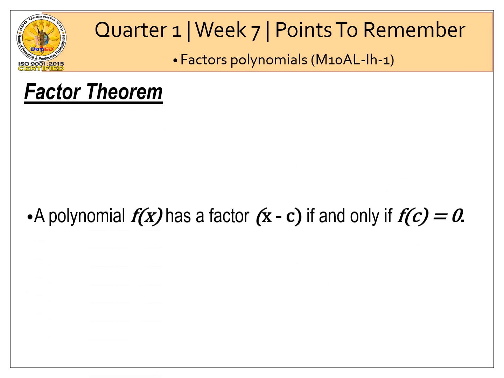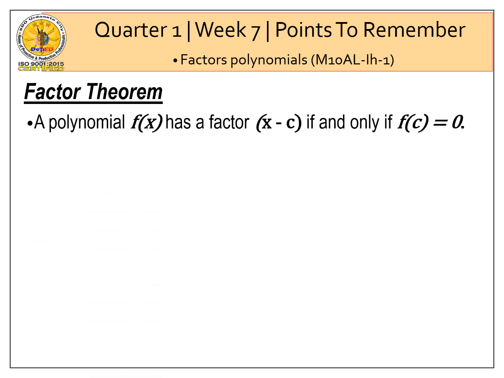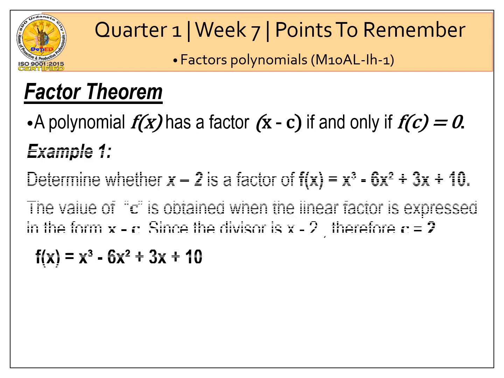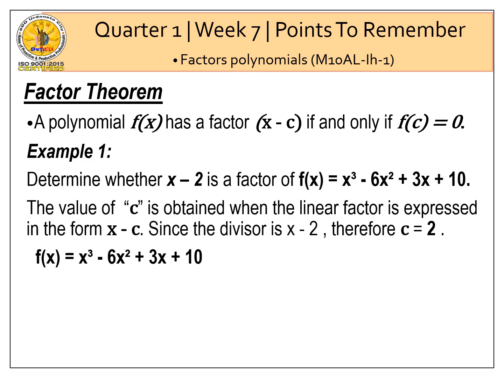Factor theorem. A polynomial function has a factor x minus c if and only if the function of c is equal to 0. So let's have an example. Determine whether x minus 2 is a factor of f of x is equal to x cubed minus 6x squared plus 3x plus 10.